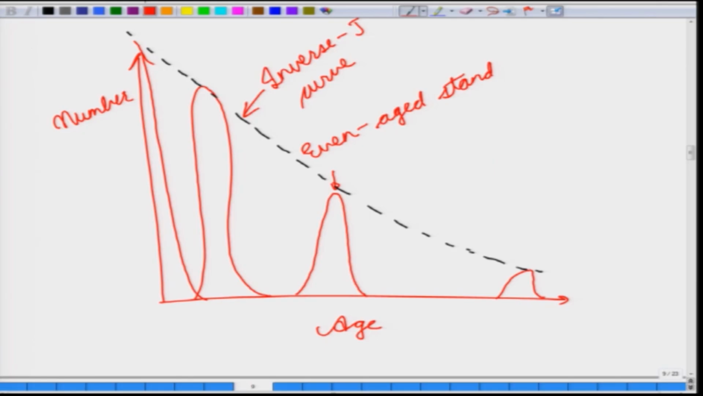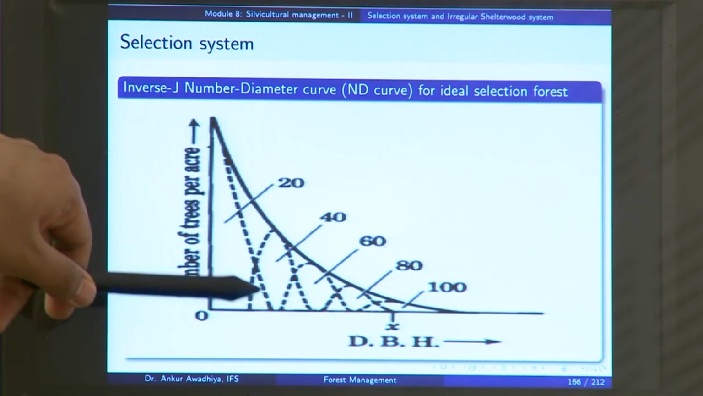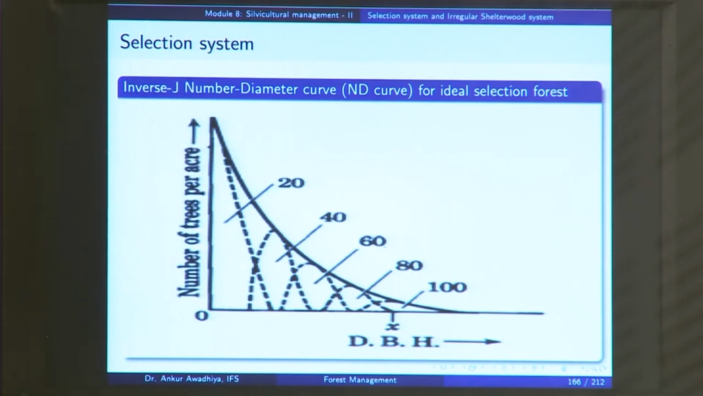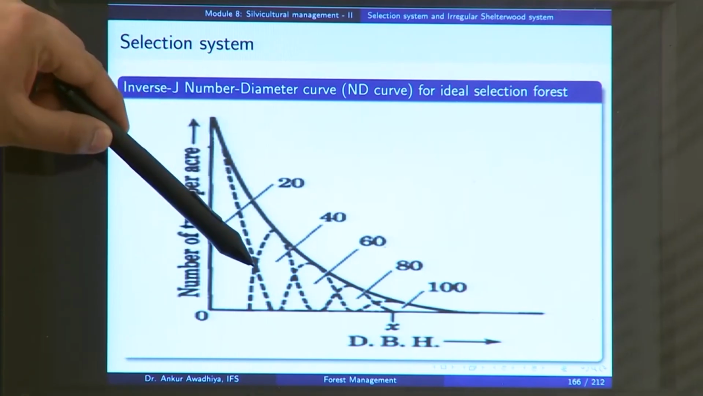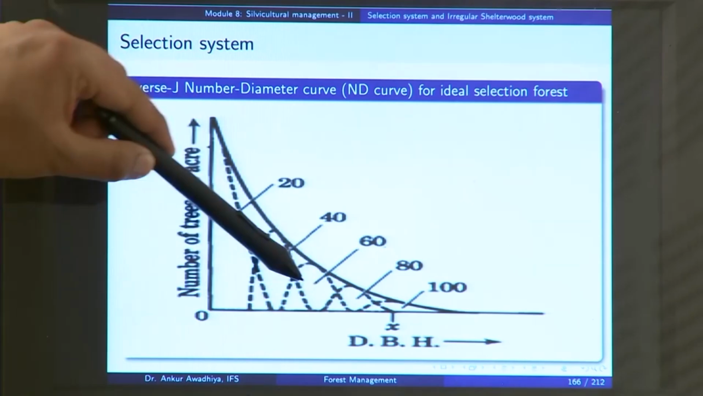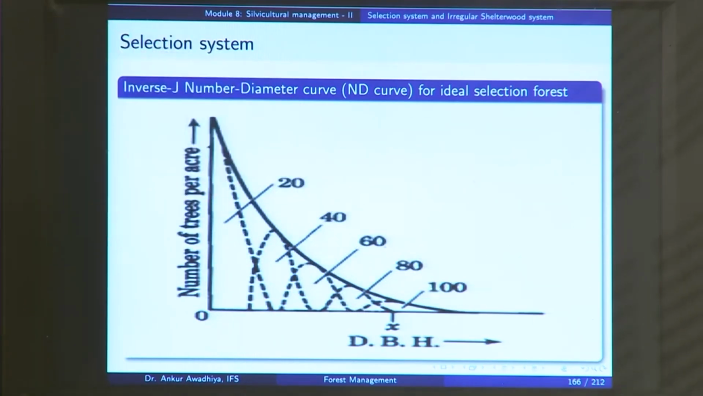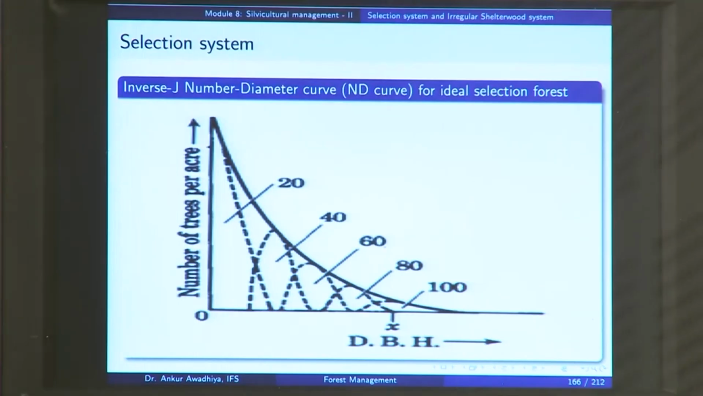which means that what we are saying here is that suppose this is one even aged stand that corresponds to trees up to 20 years of age. So, 0 to 20 years is coming here, then 20 to 40 years is coming here, 40 to 60 years has a curve like this, 60 to 80 years has a curve like this, and 80 to 100 years has a curve like this. Now, if you are joining the tops of all of these curves, you get an ND curve.